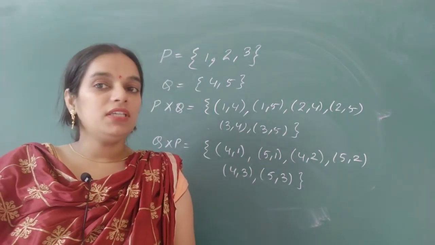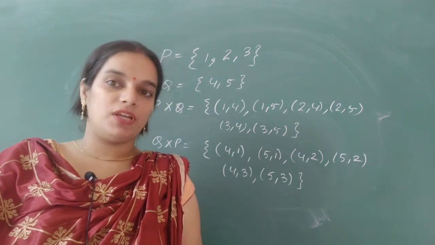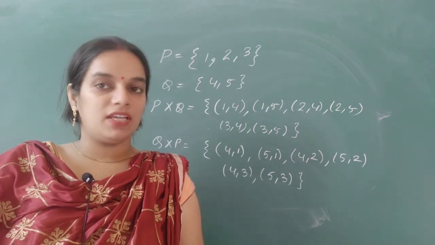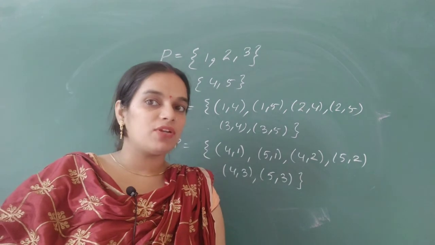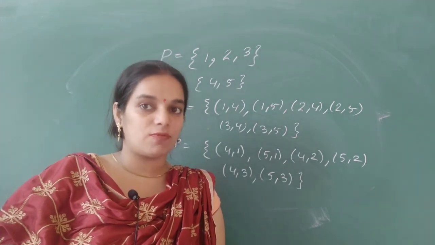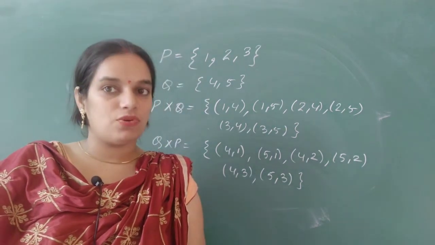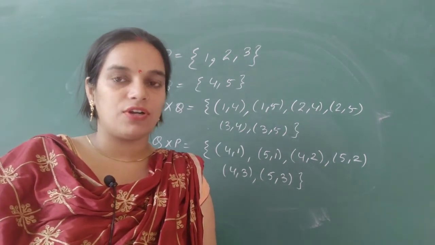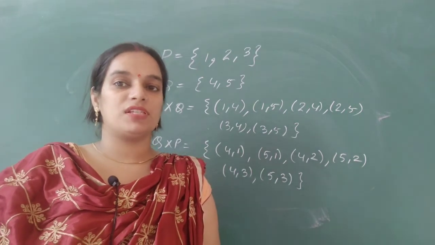Now in the case of ordered pairs, if two ordered pairs are given as equal, they will be equal only when their corresponding elements are equal. That means the first element of the first ordered pair will be equal to the first element of the second ordered pair, and the second element of the first ordered pair will be equal to the second element of the second ordered pair. Then only we will say both the ordered pairs are equal.